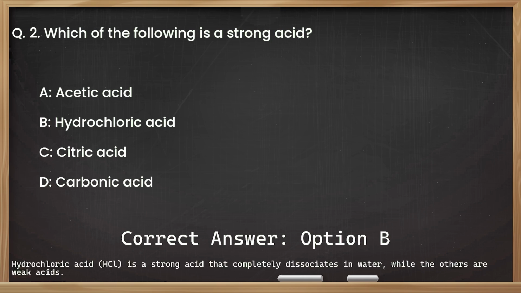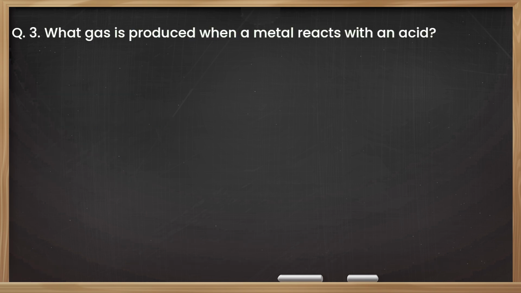Hydrochloric acid, HCl, is a strong acid that completely dissociates in water, while the others are weak acids. Question 3. What gas is produced when a metal reacts with an acid?